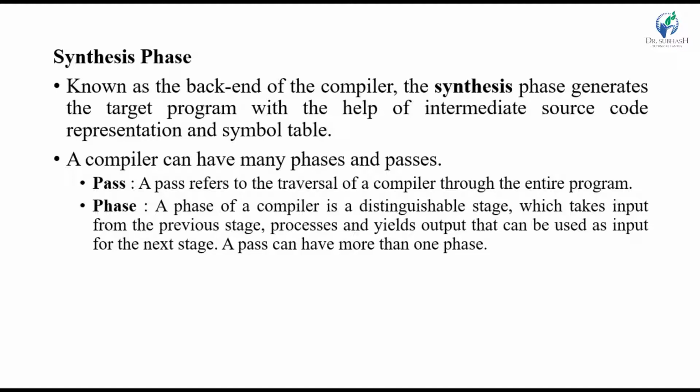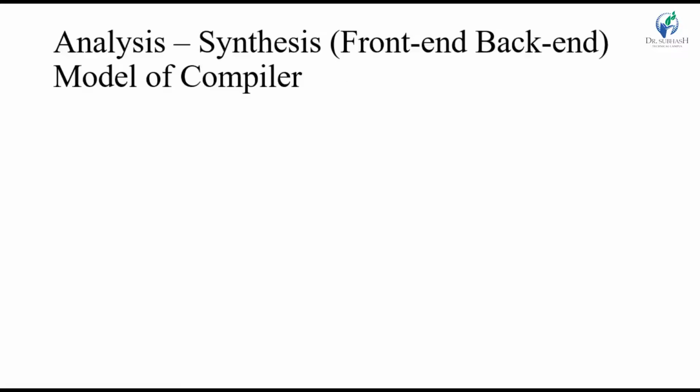Then what is the phase? Phase of a compiler is a distinguishable stage which takes input from the previous stage, processes, and yields output that can be used as input for the next stage. So a pass can have more than one phase. So analysis, synthesis, model of compiler, or front end, back end of compiler.